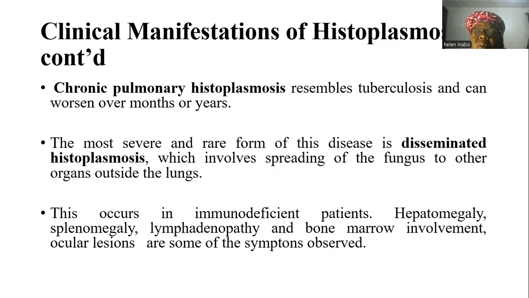Chronic pulmonary histoplasmosis resembles tuberculosis and can worsen over months or years. The most severe, rare form of this disease is disseminated histoplasmosis, which involves spreading of the fungus to other organs outside the lungs. This often occurs in immunocompromised or immunodeficient patients, with symptoms such as hepatomegaly, splenomegaly, lymphadenopathy, and bone marrow involvement. Ocular lesions are some of the symptoms that are observed.